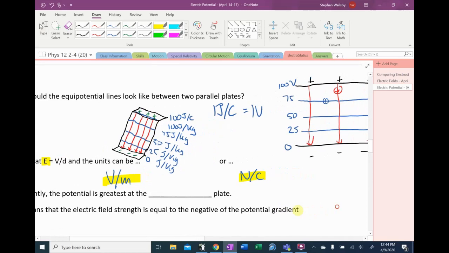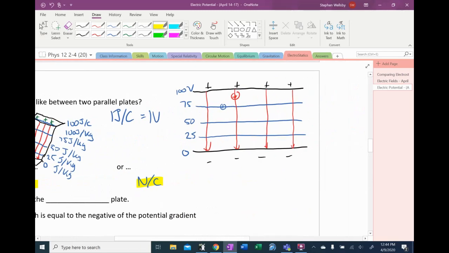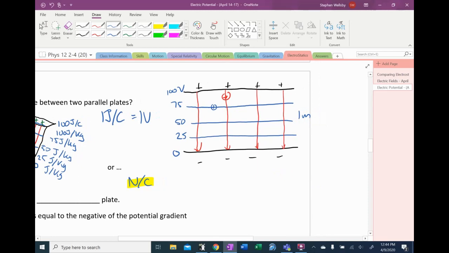So we could take a look at this if we knew the distance between here and here. Let's say the distance was 1 meter, well then in this case the field strength would be 100 volts per meter. Or we could say the field strength is 100 newtons per coulomb. So volts per meter, newtons per coulomb, completely interchangeable. They're just telling you a different bit of information.